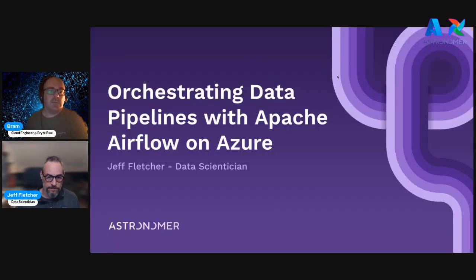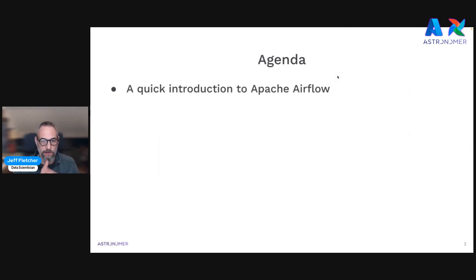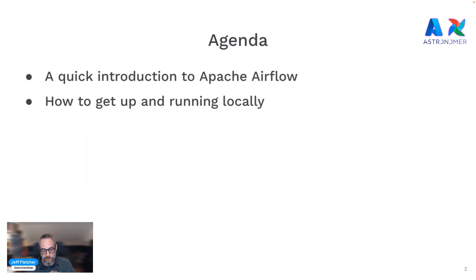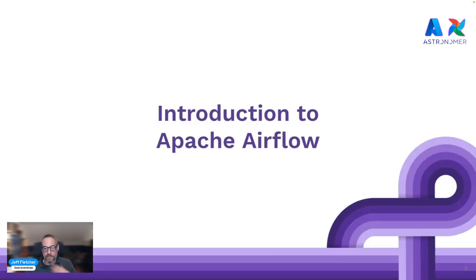So the agenda for today is going to be, we're going to do a quick introduction, kind of an Airflow 101. Then we're going to talk how you can get up and running locally so you can start testing and doing your work on your local machine. We're going to talk about how you can take what you've been doing to production on Azure and different deployment paths for that. And then a little bit more as to where you can go and learn and get some more information about things. So the starting point for this is an introduction to Apache Airflow.